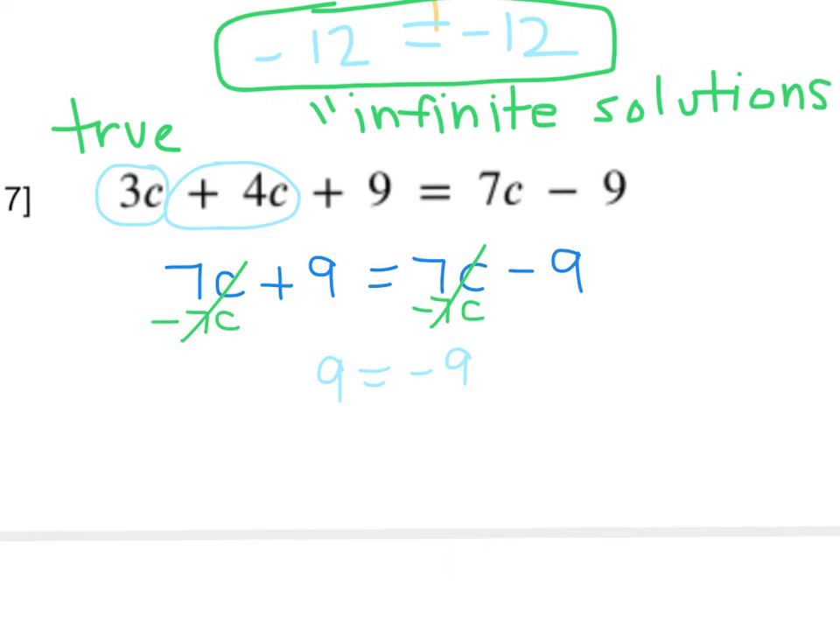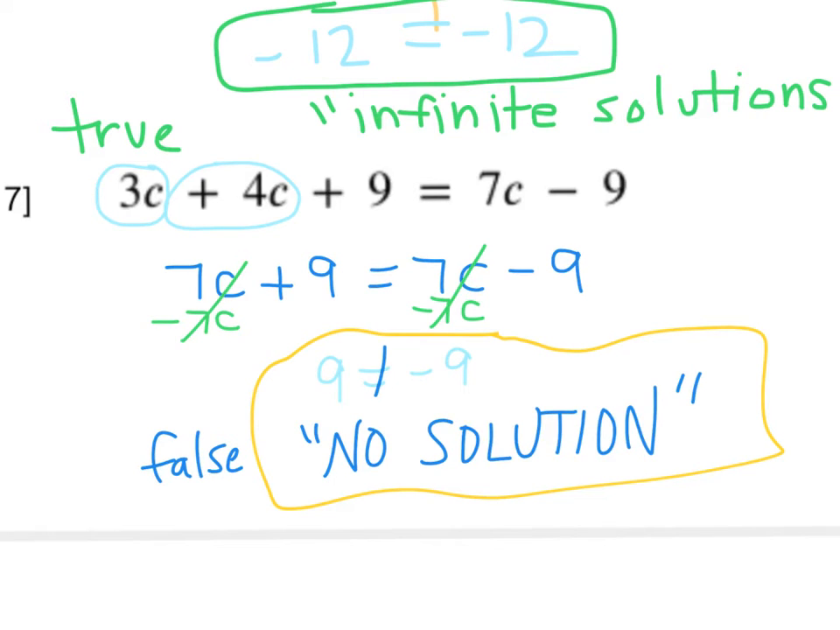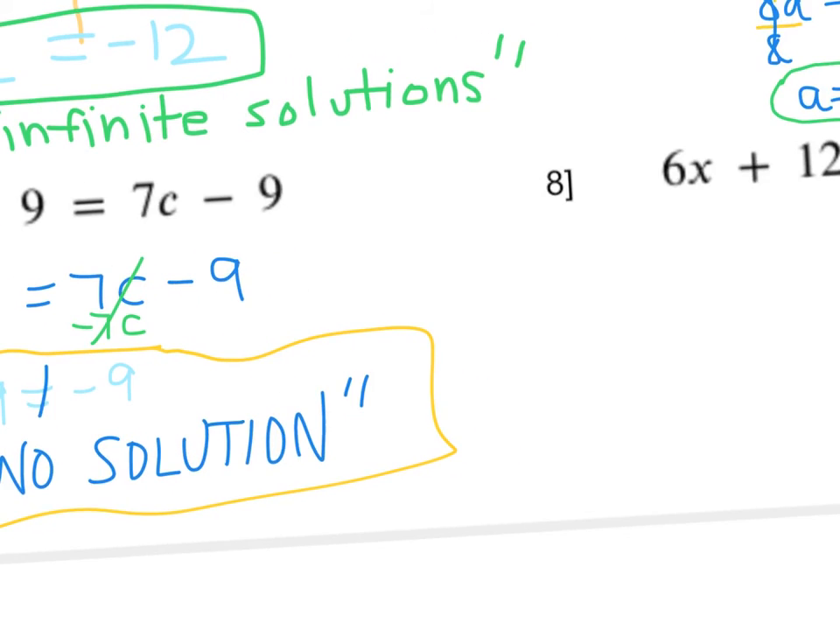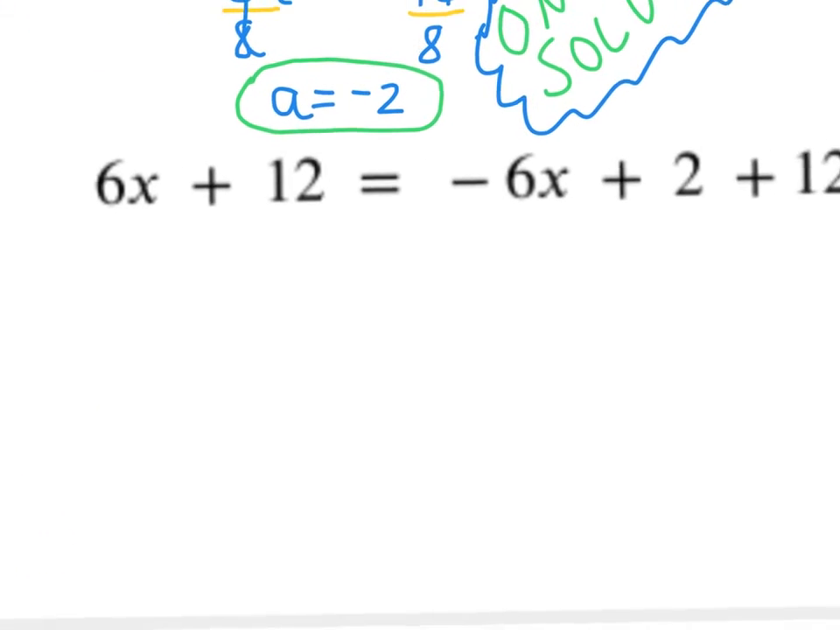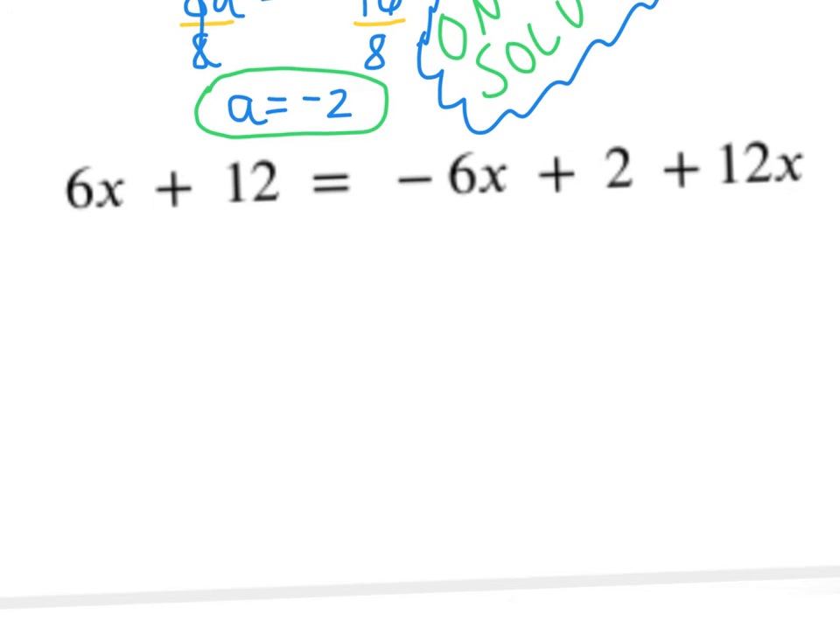True or false? Does 9 equal -9? No. So this is a false statement. And false statements mean no solution. Okay, so if we end up with something that's not true, it's no solution. All right, one more of this type. And, okay, let's combine like terms first. So I'm looking over here.